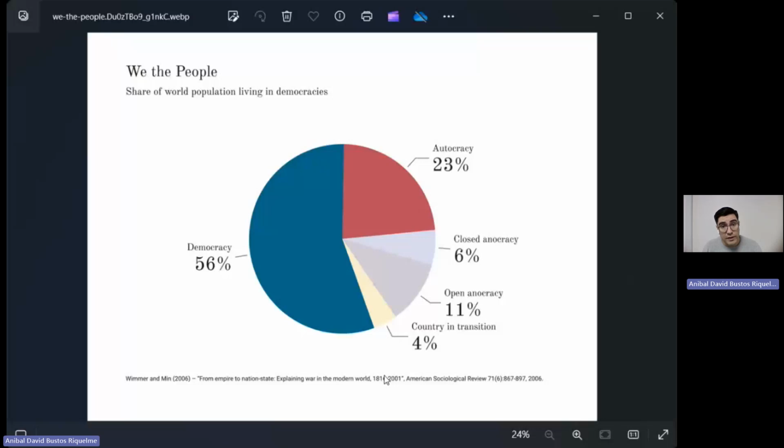This is a chart from We the People, which represents the share of the world population living in democracies. And we can say there are descriptions of democracy, autocracy, closed anocracy, open anocracy, and country in transition. And we have the different percentages, and we can see that this information was obtained by Wimmer and Min in 2006 from the article From Empire to State Nation: Explaining War in the Modern World, 1816 to 2001, from the American Sociological Review. So this is the picture that now you have to describe. And I'm going to leave this picture in the forum as well for you to utilize.